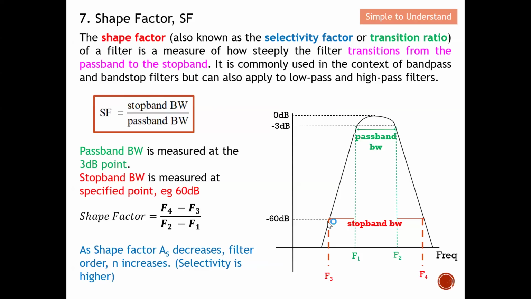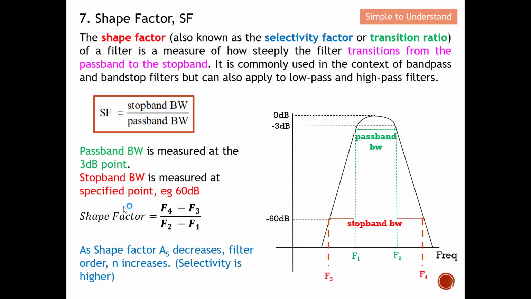For example, I want to achieve 60 dB from the maximum possible value of this pass band, reduced by 60 dB. So this is where I classify my stop band. From this equation, I need the frequency F4 minus F3, as you can see here, and that gives me the stop band bandwidth. Then my pass band bandwidth is F2 minus F1, as you can see from this equation. Then I will have my shape factor. This is how to compute the shape factor.